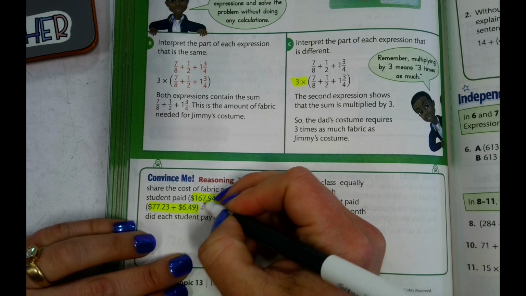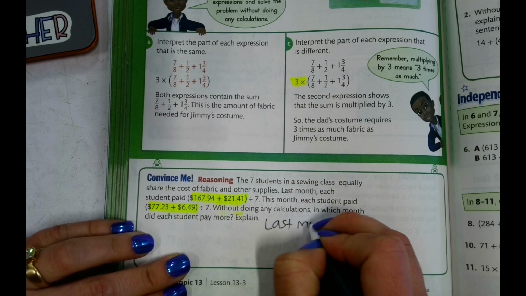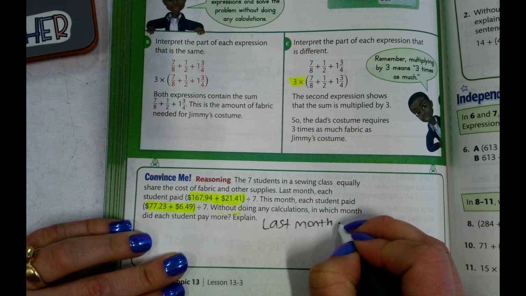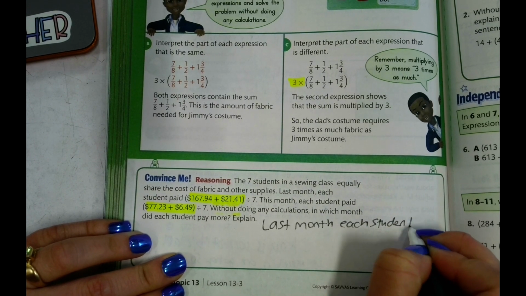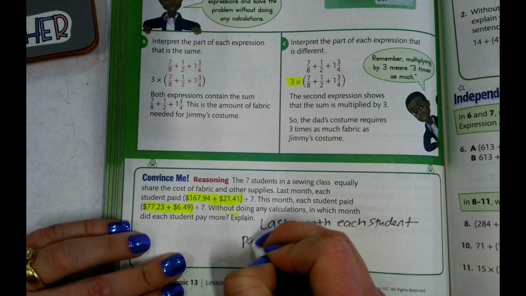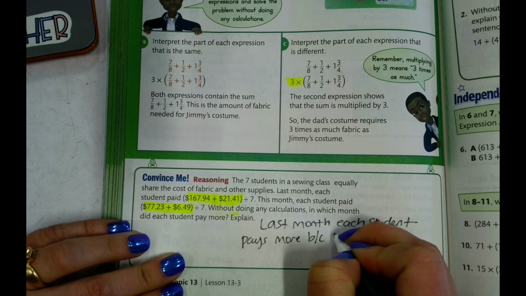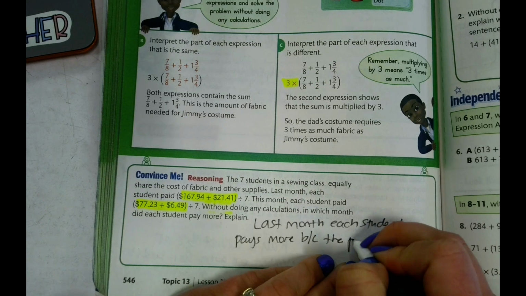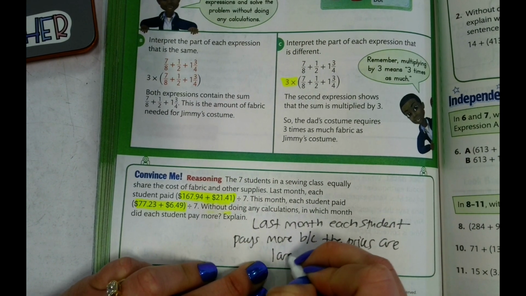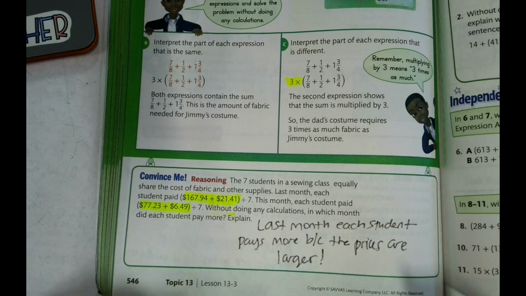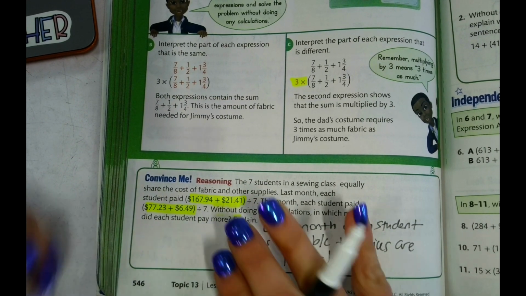So I can tell just by looking at the numbers, last month is going to be more expensive. So last month each student pays more because the prices are larger. So without solving, I was able to decide which one paid more. Okay, that's all we're doing.